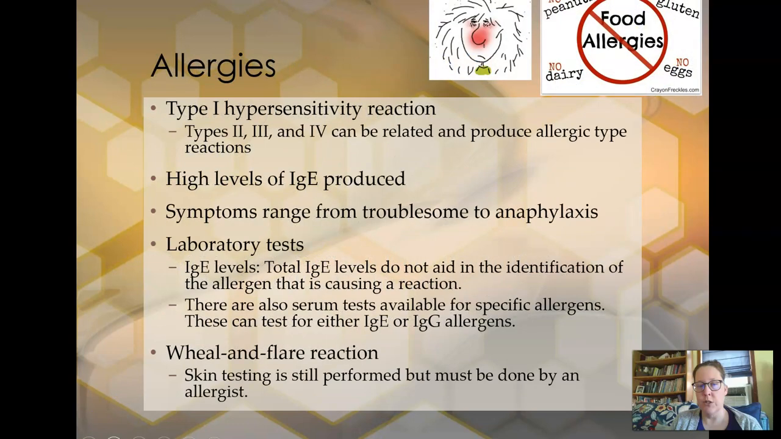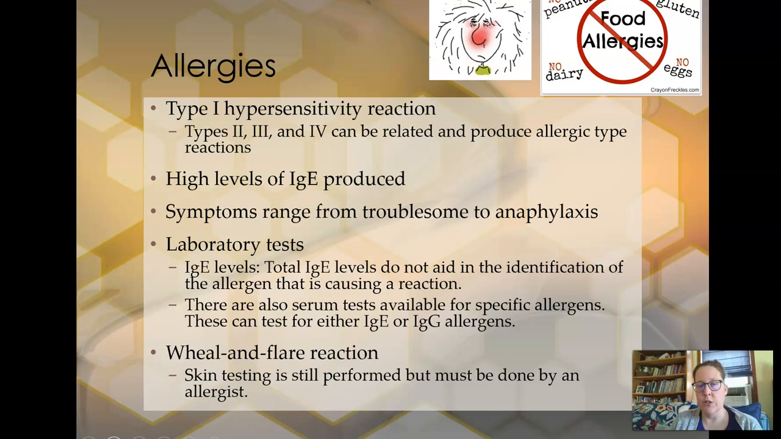And your allergies are a type 1 hypersensitivity reaction. So type 2, 3, and 4 hypersensitivity reactions can be related to allergies and can produce allergic type reactions. In true allergies, you have high levels of IgE produced, and you can actually draw blood and check for various IgEs to compounds that are typically allergenic. So you can check for bee stings, and different foods like strawberries and wheat, and different things like that.